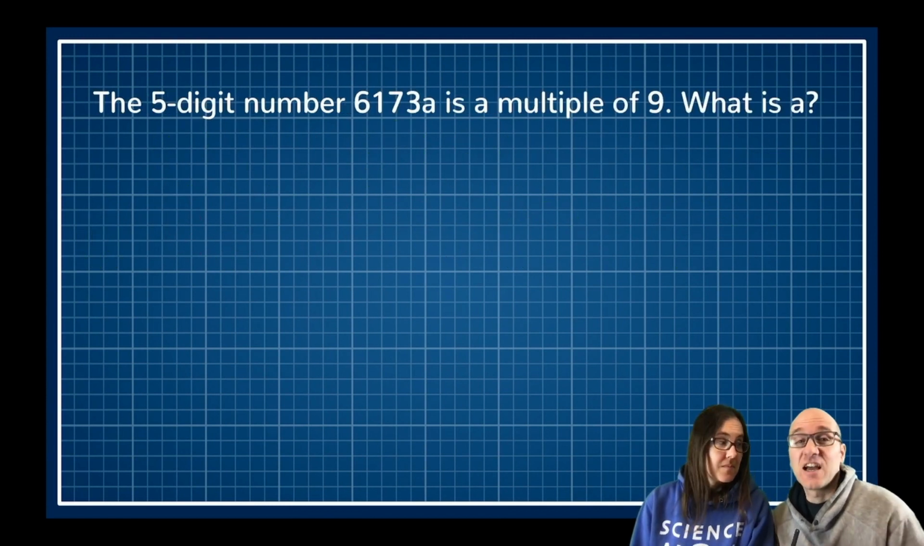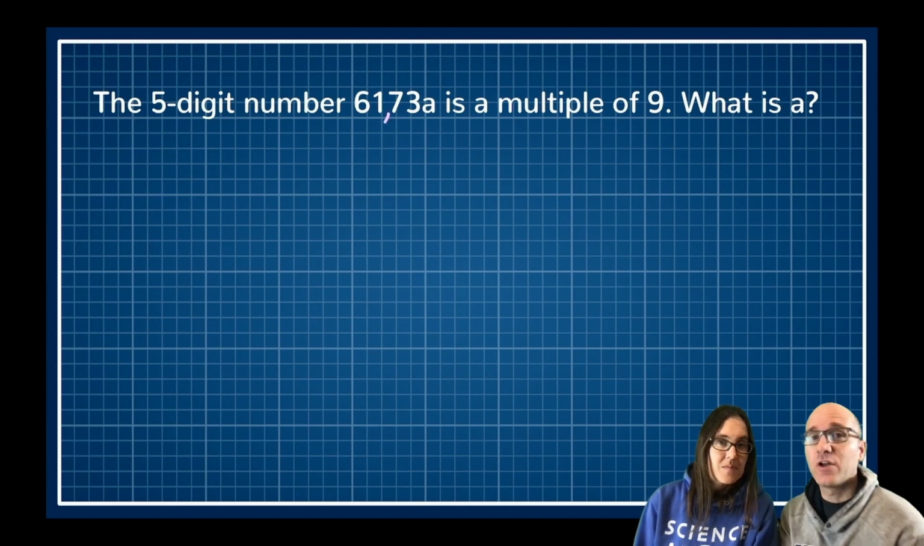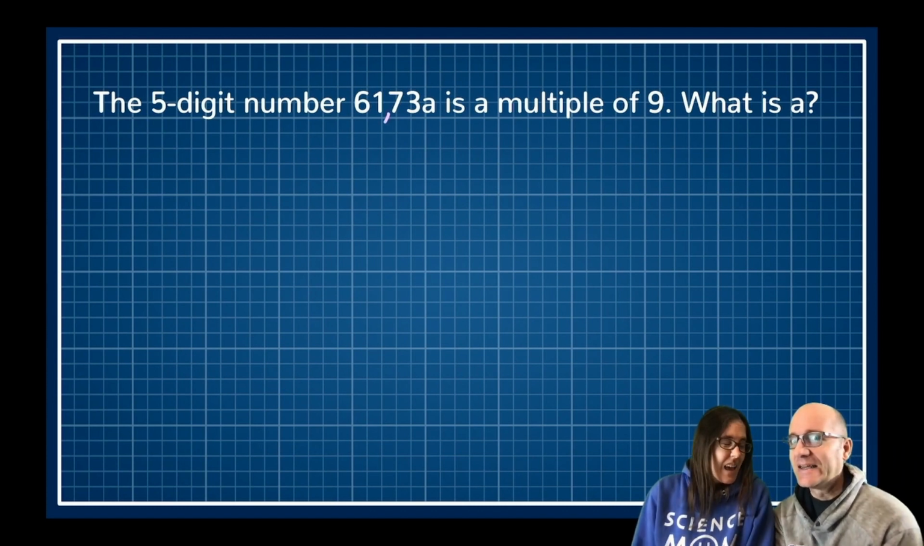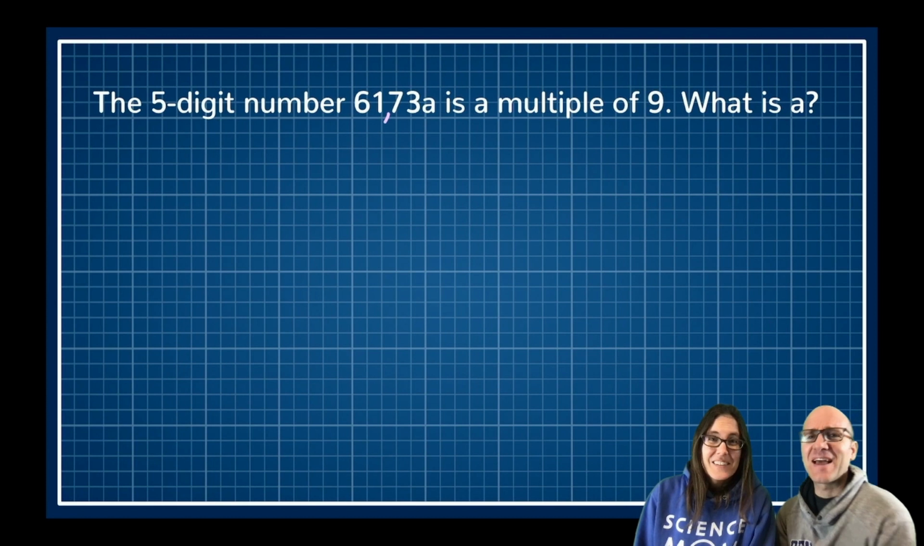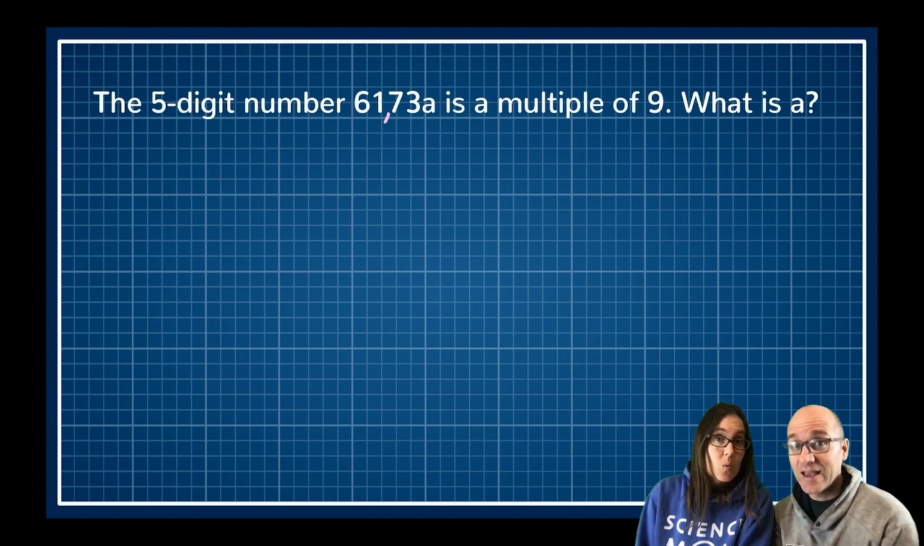Ooh, this is a fun challenge problem. We have a 5-digit number, 61,730A. A, yeah, A is the name of our last digit there. Okay, we don't know what it is. That's right, it's got to be 0 through 9, but we don't know which one. But that's the question. What is A?